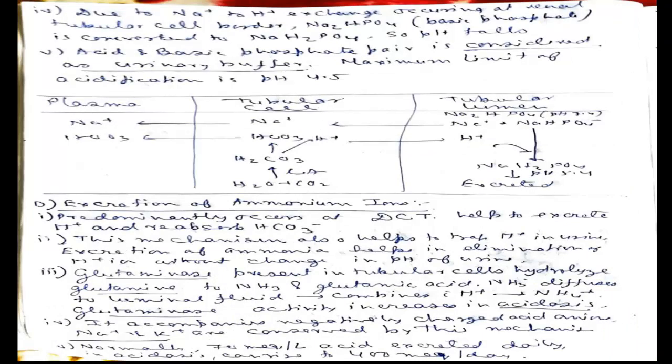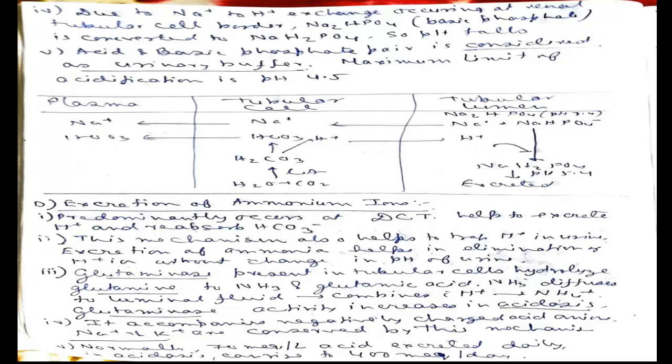Due to sodium to hydrogen exchange occurring at the renal tubular cell border, disodium hydrogen phosphate, that is basic phosphate, is converted to sodium dihydrogen phosphate. As a result, pH decreases. This acid and basic phosphate pair is considered a urinary buffer. One thing we should remember is that the maximum limit of acidification is 4.5.